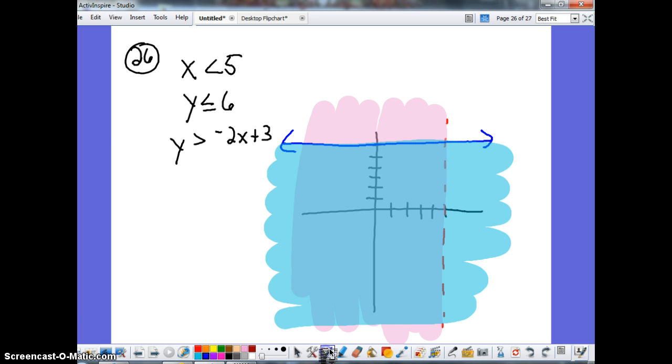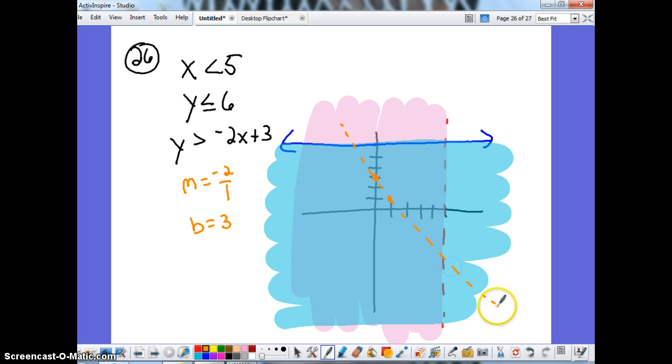All right. Last one I have is the y is greater than negative 2x plus 3. Again, my slope here is going to be negative 2 over 1. My b is equal to 3. So I plot my 3, come down 2, right 1. I can keep doing that, or for this one, I'm just going to draw it in. This is a dotted line.